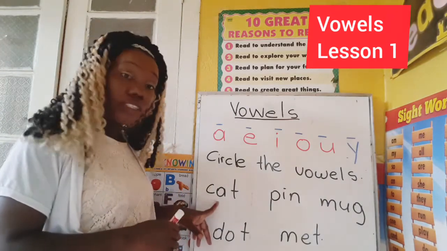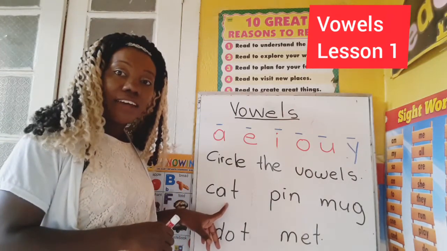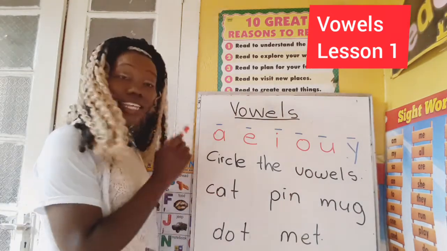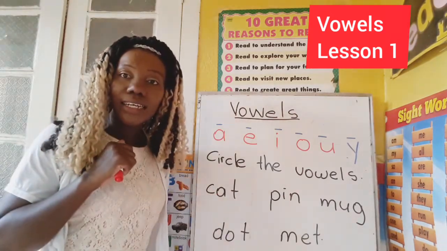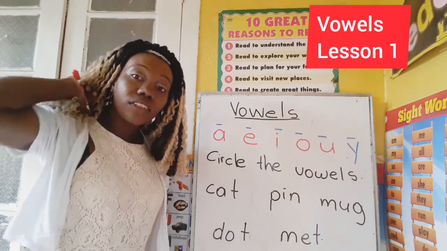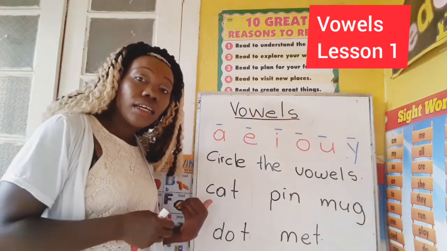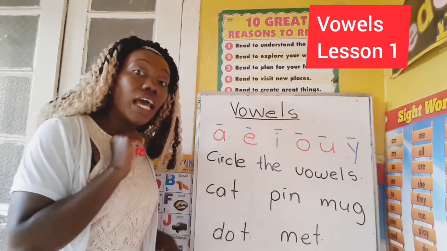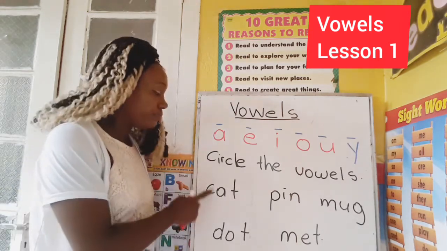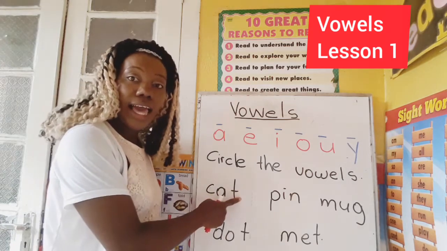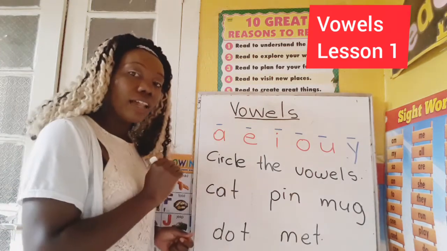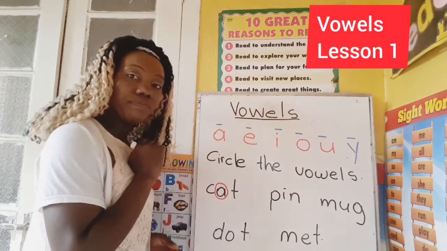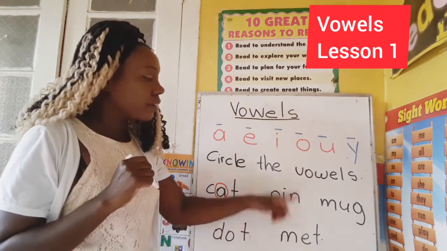Now, what word is this? Very good. This word is cat. And what does the A say in the word cat? Ah. And why does the A say ah in the word cat? Very good. It's between two consonants. And what are the consonants? C and T. And the vowel is A. So you can circle the A.